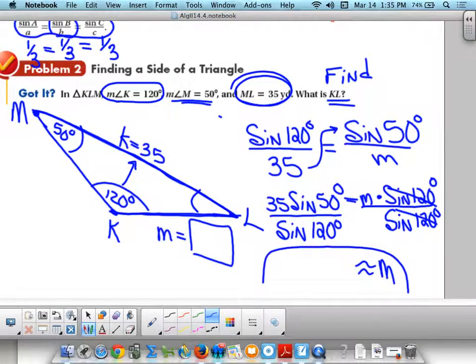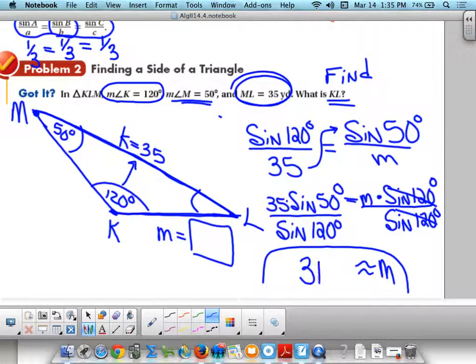Let's round this to the nearest, it doesn't really say, how about tenth? To the nearest tenth, what is that? Time out. Here's what you do. You take your calculator, you go 35 times sine of 50, hit equals, get an answer on top, then divide by sine of 120.